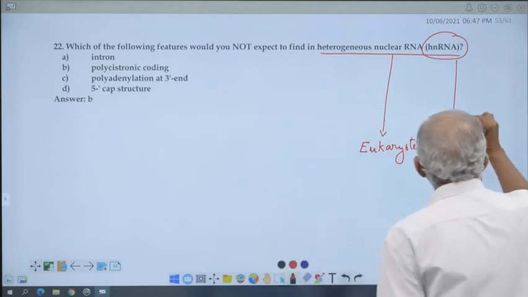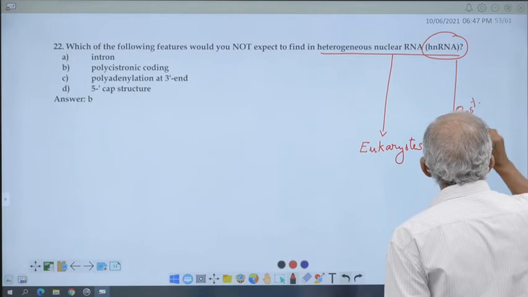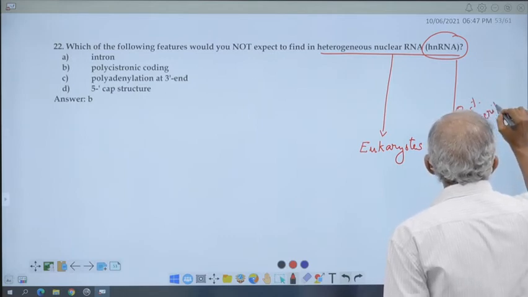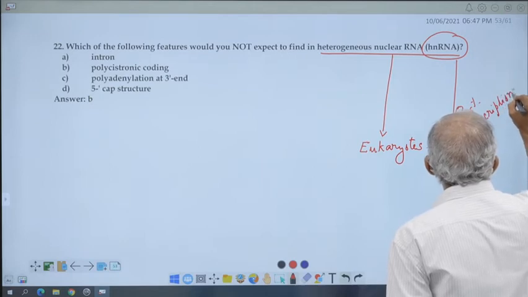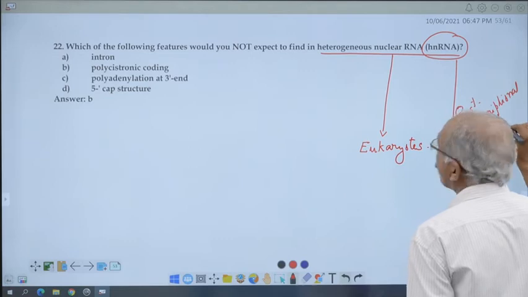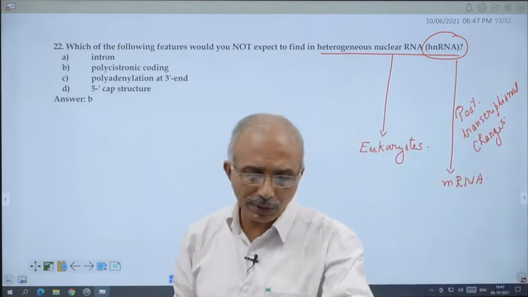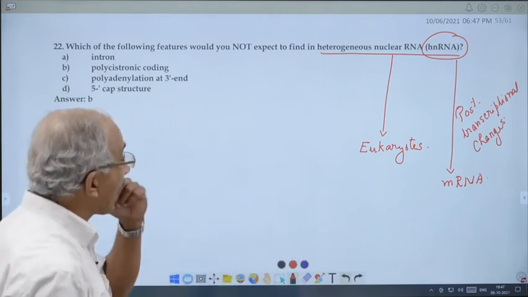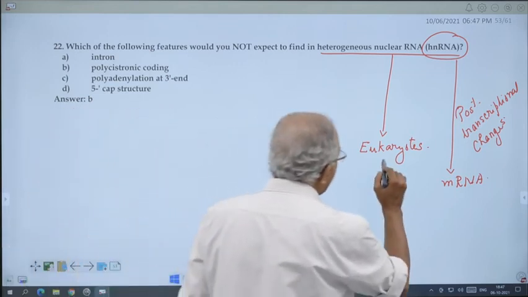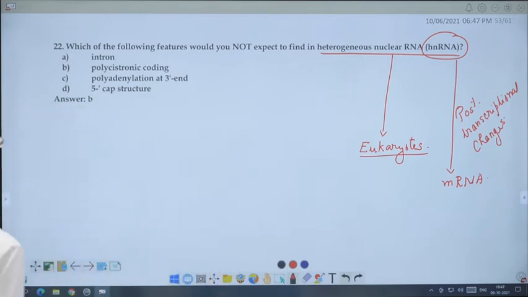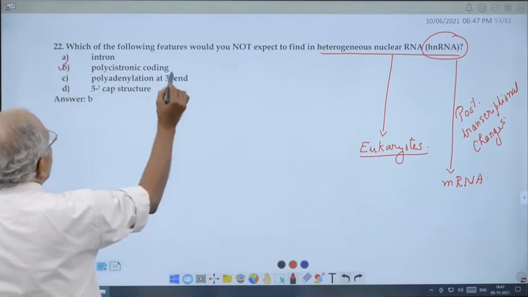What is modification? That is post-transcriptional changes. After post-transcriptional changes, they are transformed into mRNA. This is what is taking place in eukaryotes. So the answer is B.